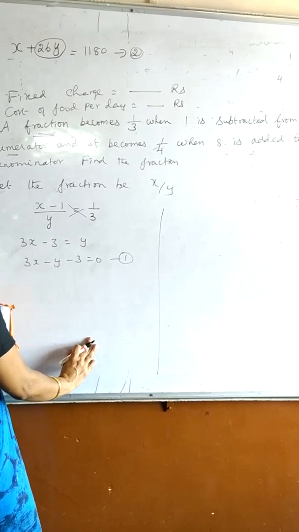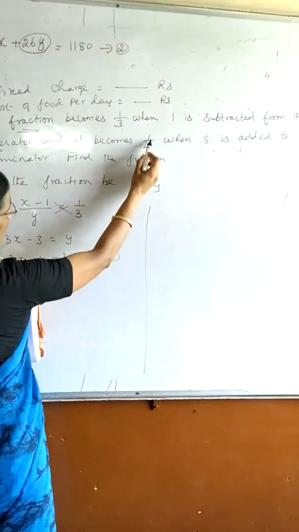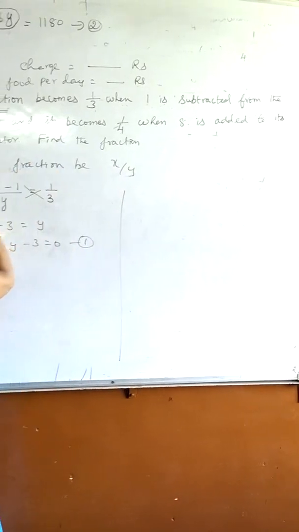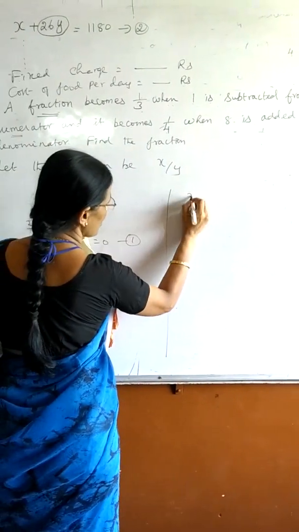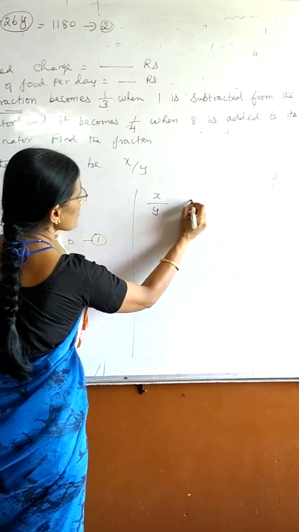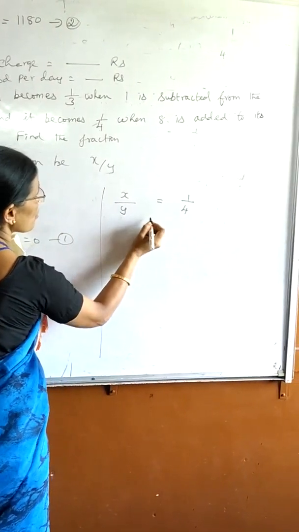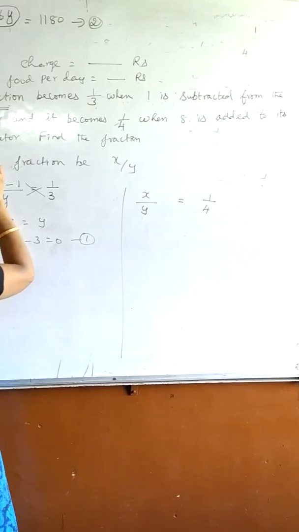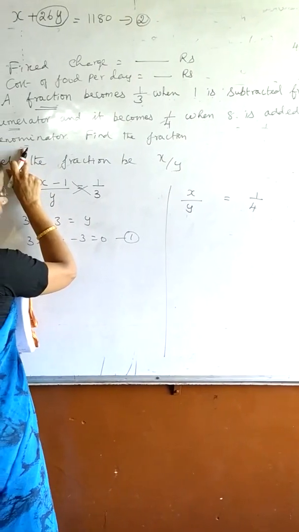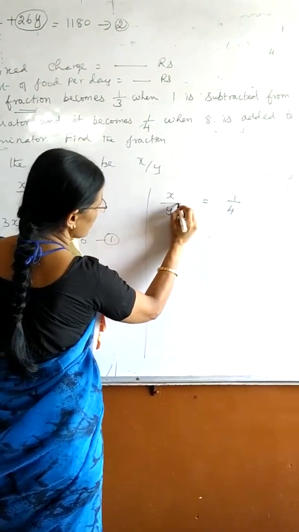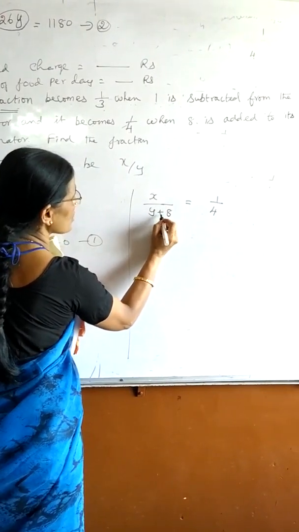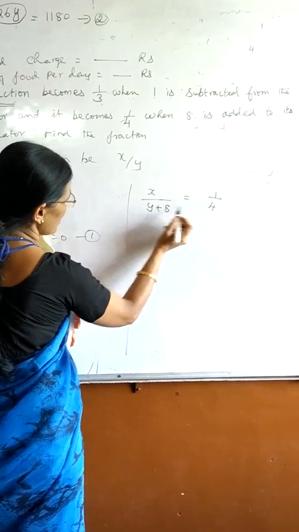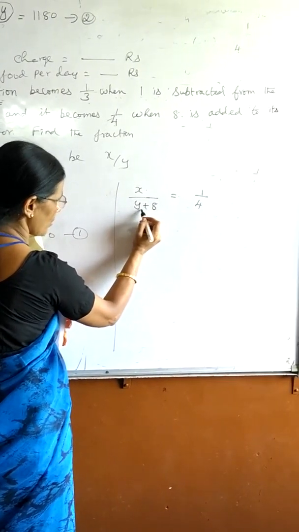We proceed with the second one. It becomes 1 upon 4 when 8 is added to its denominator. So the fraction is x upon y. This becomes what? This becomes 1 upon 4 when 8 is added to its denominator. Here only the denominator is specified. There is no change in the numerator. 8 is added, so plus 8. So the fraction becomes 1 upon 4 if 8 is added to the denominator.